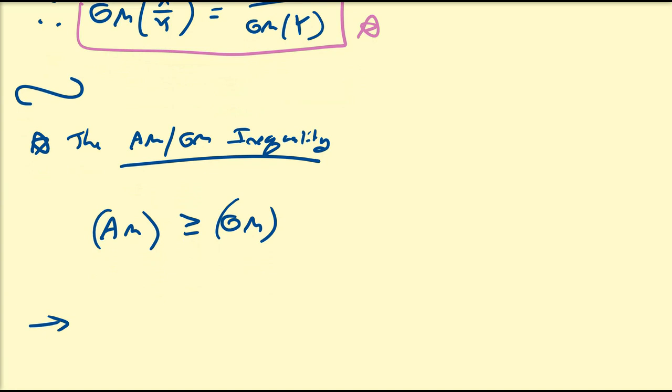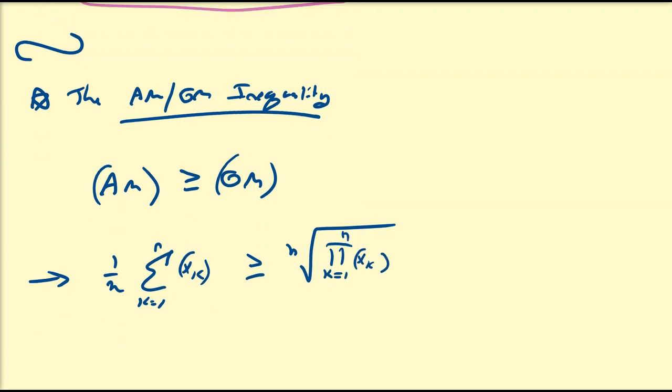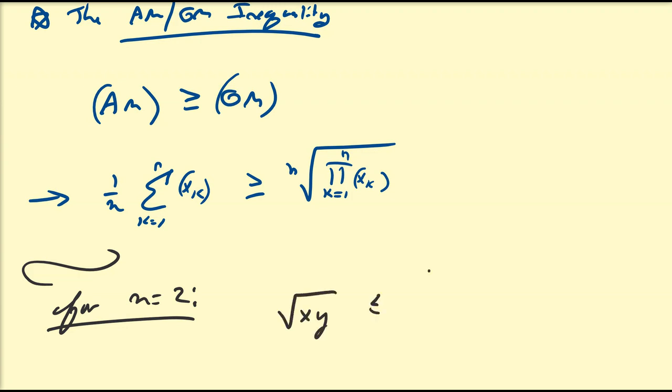In formula, that means if you have 1 over n times the sum from k equals 1 to n of x_k, this is always going to be greater than or equal to the nth root of the product from k equals 1 to n of x_k. So for n equals 2, we have that the square root of xy is always less than or equal to (x plus y) over 2.